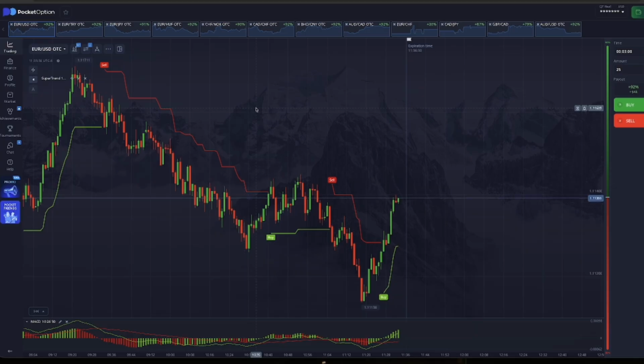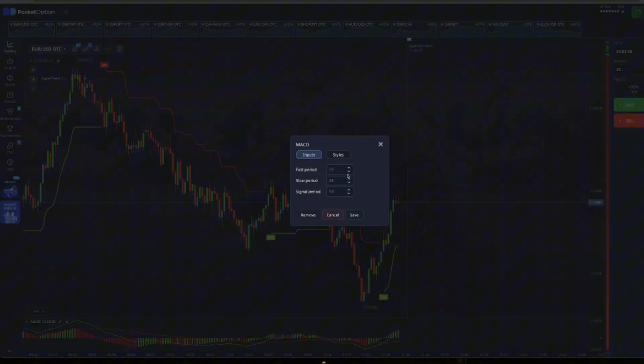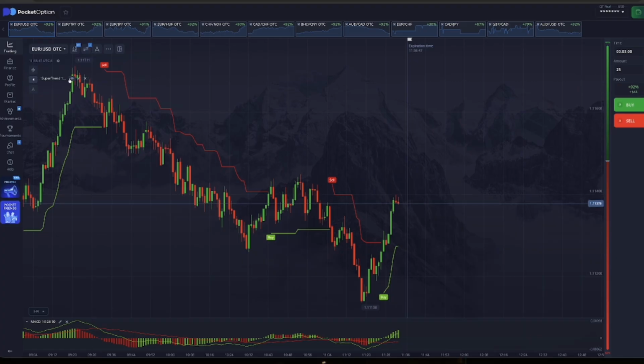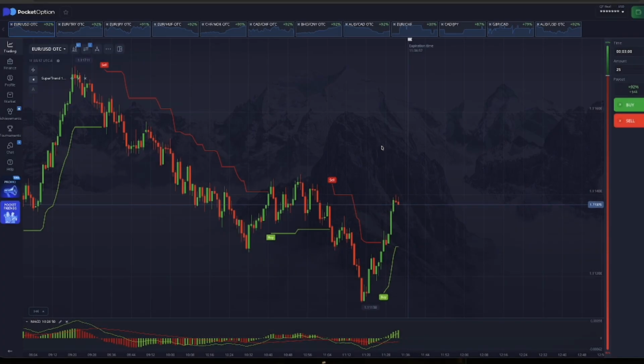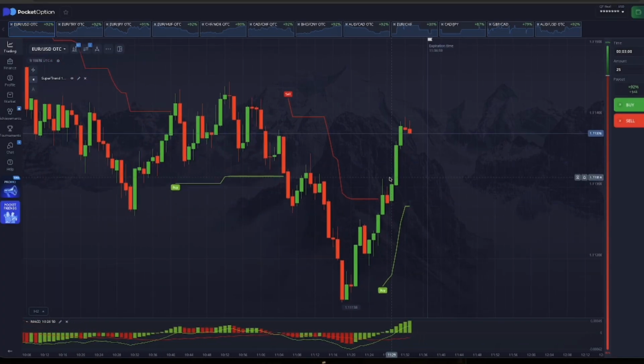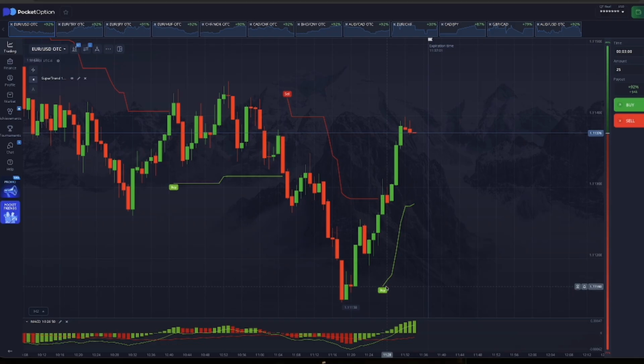We are going to use two indicators. Remember, we are going to use the SuperTrend and the MACD. The periods for the MACD, someone asked, are: the fast period is 10, slow is 26, and signal period is 50. And the SuperTrend settings are 10 ATR and a multiplier of 3. So these are the signals we are going to receive. And the moment we receive the signal, we trade for 5 minutes.